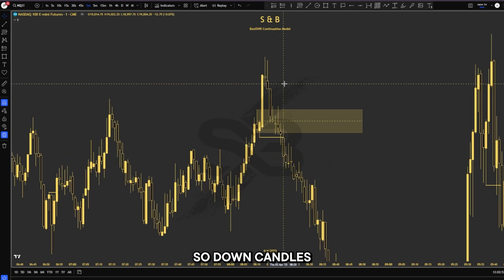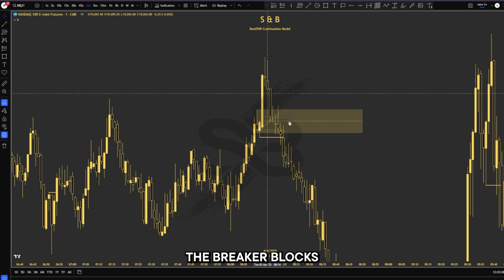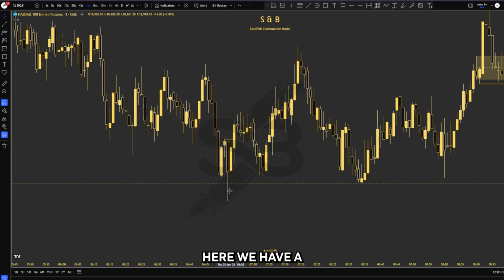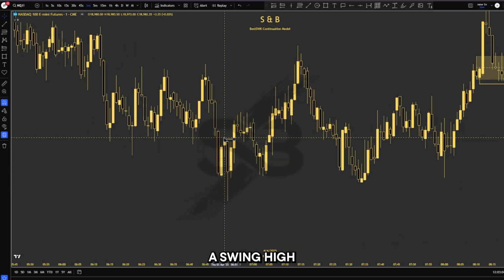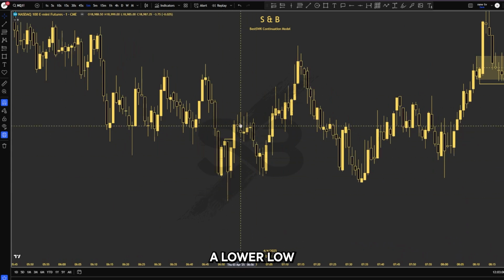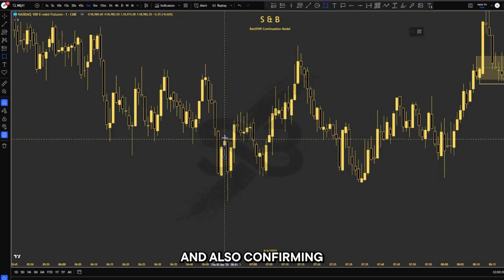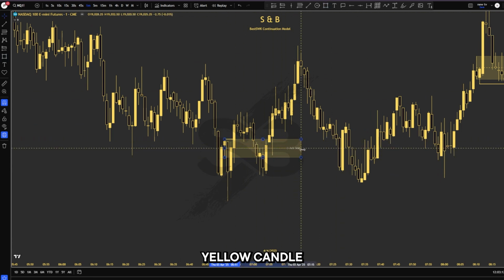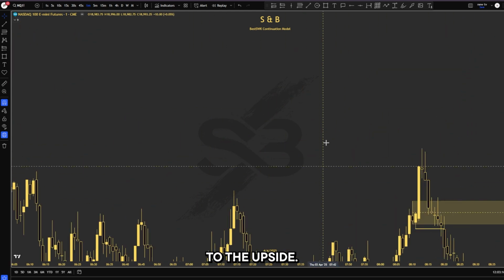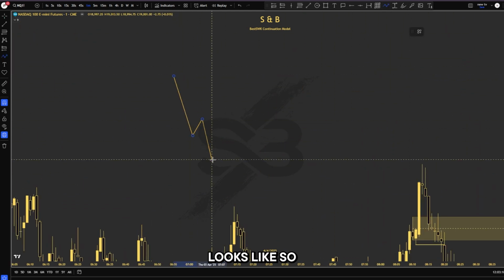So down candles will be the breaker blocks for bearish moves, and up candles will be the breaker blocks for up moves. Here we have a swing low, a swing high, a lower low, higher high, making this the change in state of delivery, and also confirming that this yellow candle, which is an up candle, is our breaker block to the upside. The pattern basically looks like so.